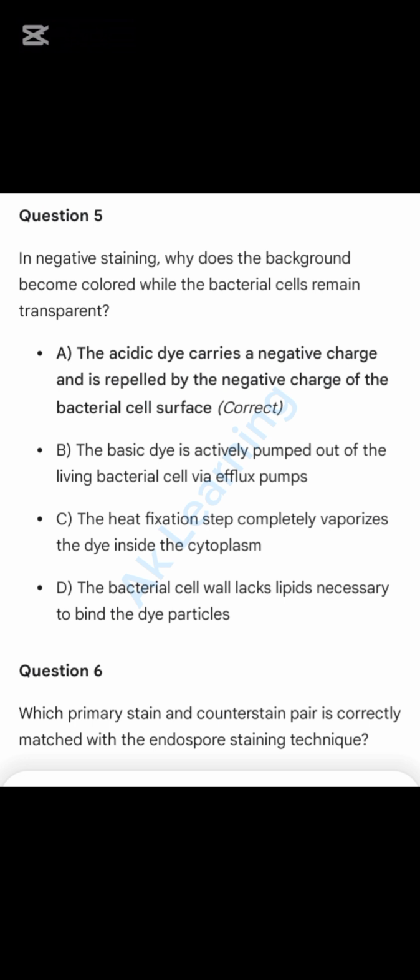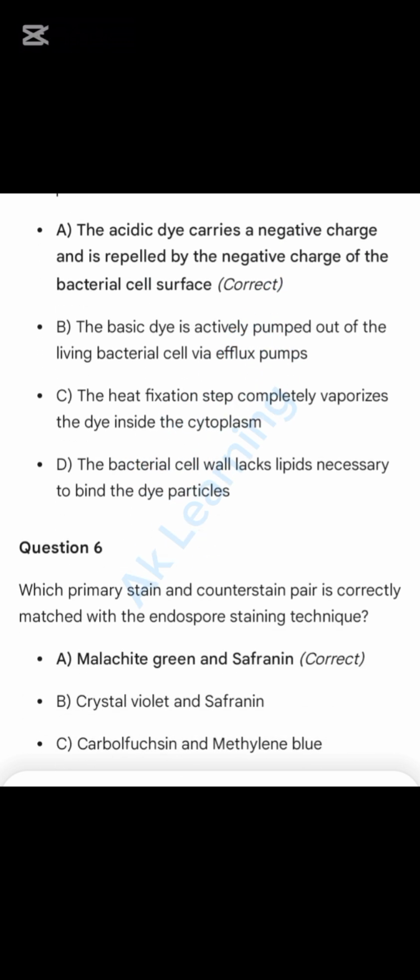A. The acidic dye carries a negative charge and is repelled by the negative charge of the bacterial cell surface. Correct. B. The basic dye is actively pumped out of the living bacterial cell via efflux pumps. C. The heat fixation step completely vaporizes the dye inside the cytoplasm. D. The bacterial cell wall lacks lipids necessary to bind the dye particles.